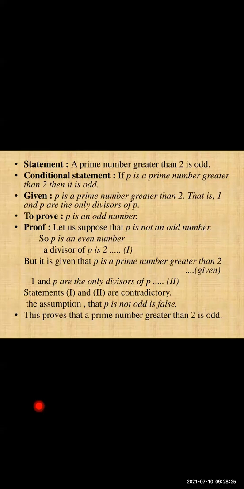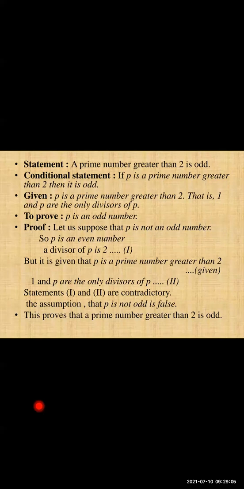The conditional statement is what? If P is a prime number greater than 2, then it is odd. Means any number we take which is greater than 2, then it becomes odd. So that is kept here in the conditional statement. So what is the given part to us? That P is a prime number greater than 2. Now see here, I have told you that whatever part is after "if" is your given part, and whatever part is after "then" is your to-prove part.